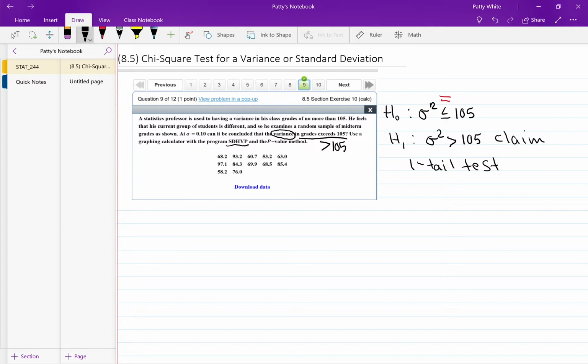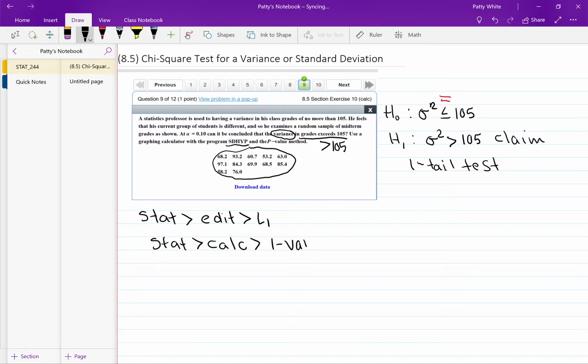Our next step is to enter all of our data into our calculator and get some descriptive statistics. So recall, to enter the data in your calculator, you're going to go to Stat, and then you're going to go to Edit, and then you're going to enter all of your data into List 1. After all of the data is entered, then you're going to go back to Stat, and this time you're going to go to Calculate. And what you want to calculate is 1-Var, standing for one variable statistics. And you're going to get some descriptive statistics.